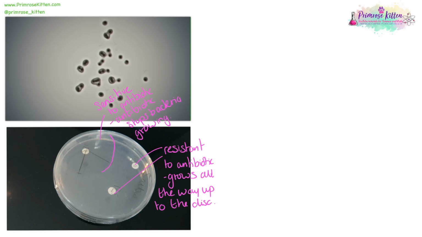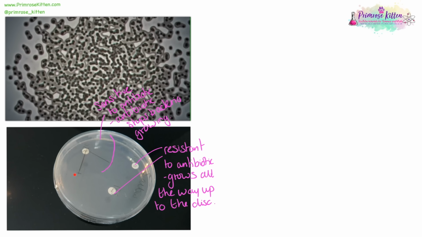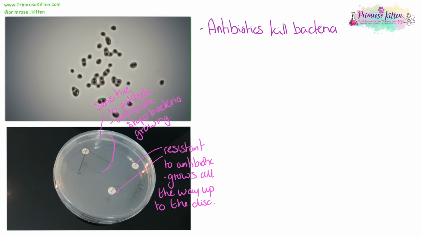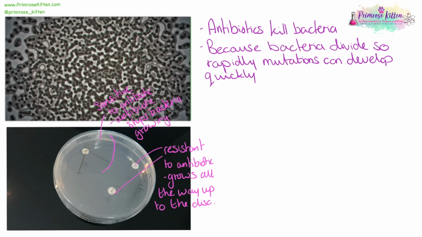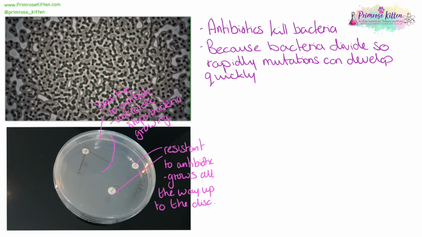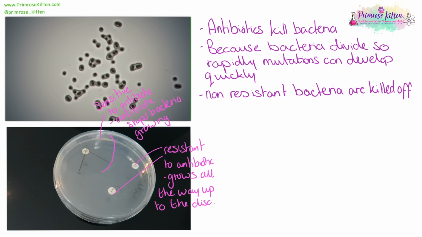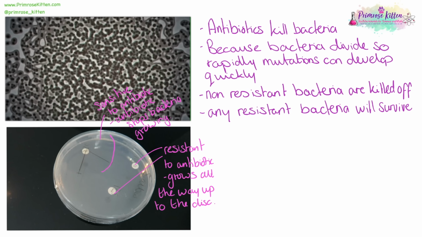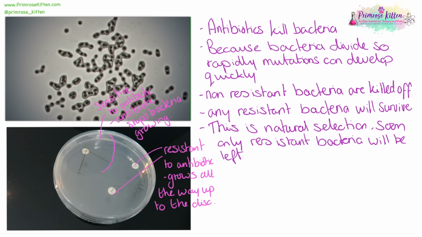These are the discs with antibiotics on it, and you can see the bacteria is growing all the way up to these discs, but not all the way up to this disc here. So the role of antibiotics is to kill bacteria. Because the bacteria divide so quickly, mutations can quickly develop. If you take a course of any antibiotics, any non-resistant bacteria will be killed off, and any resistant bacteria will survive and grow. This is natural selection in action, and soon only resistant bacteria will be left.